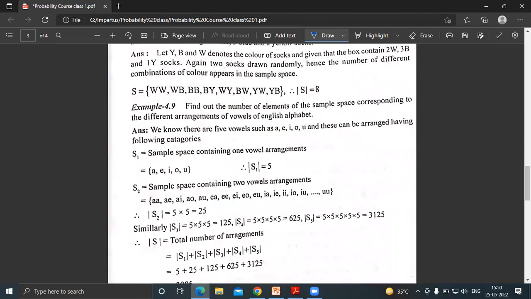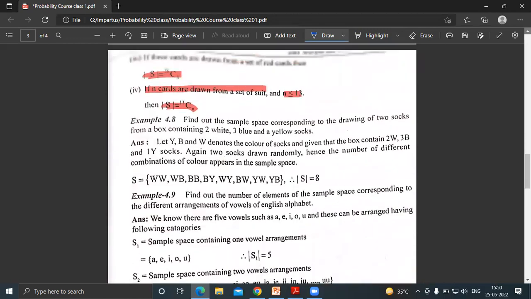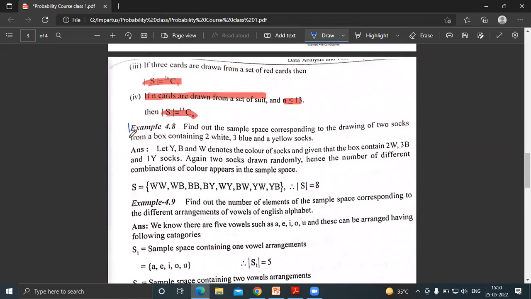Then this is one another question. If you want to, solve this question by yourself.